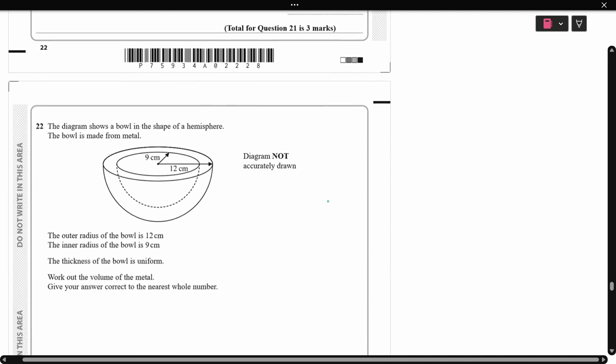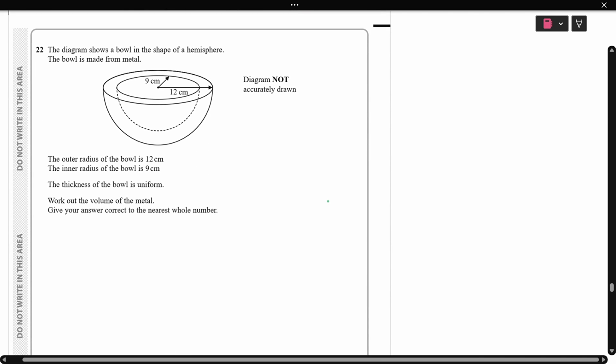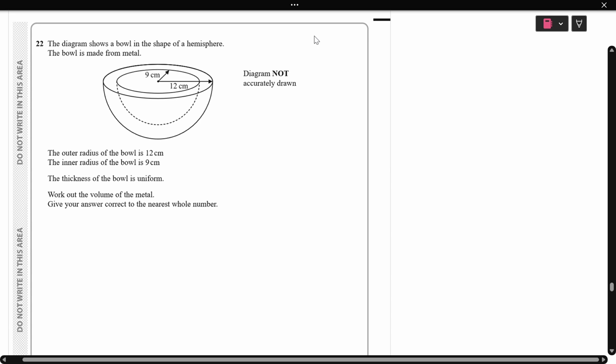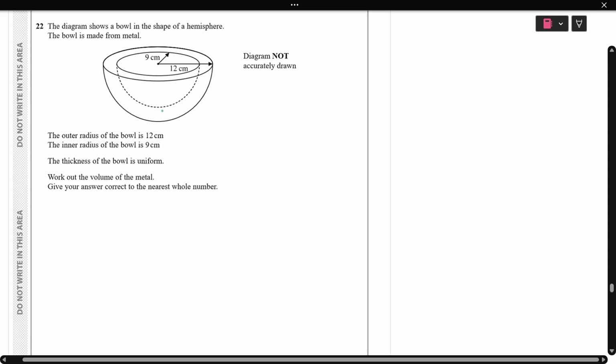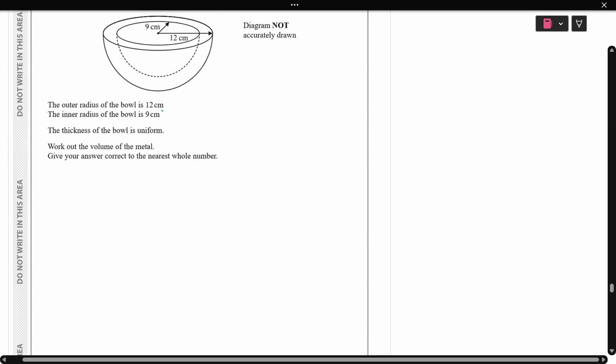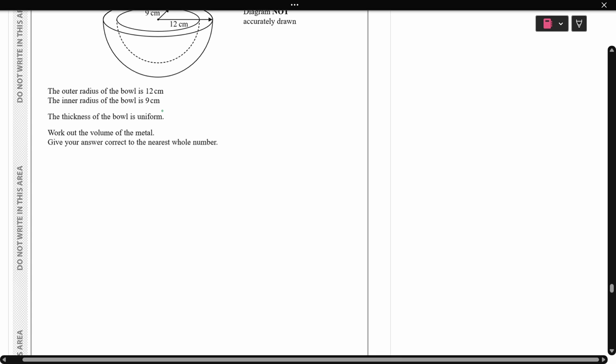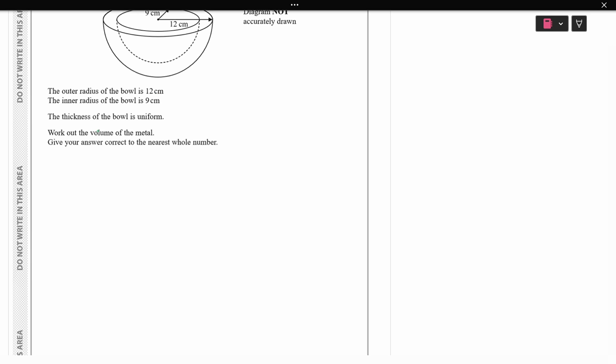Okay, next question 22. The diagram shows a bowl in the shape of a hemisphere. The bowl is made of metal. The outer radius is given, the inner radius is given, and that is the thickness of the bowl. So we need to find only the volume between the outer and inner volumes. First I'll find the volume of the outer hemisphere. The volume of a sphere is 4/3 pi r^3. The volume of the hemisphere is half of that, 2/3 pi r^3.